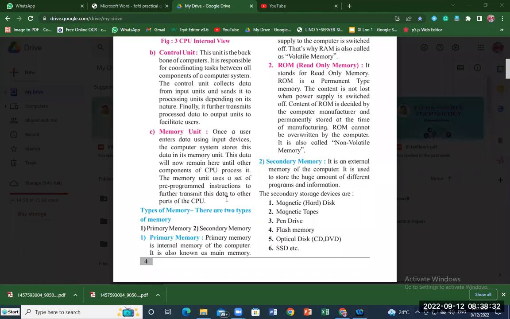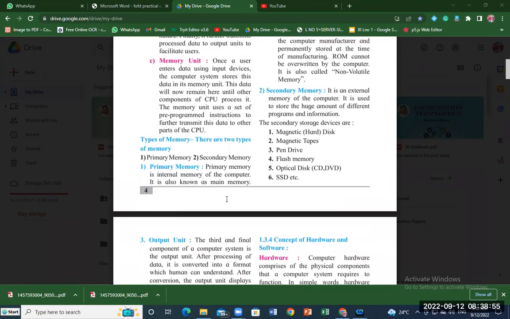The memory unit uses a set of pre-programmed instructions to further transmit this data to other parts of the CPU. Right? What it has been doing, it is pre-programmed. The memory unit is programmed until it gets certain instructions, either it has to be copy and pasted on a PPT or in Excel, or it has to be given a printout. Till that time, it is stored in the memory unit.